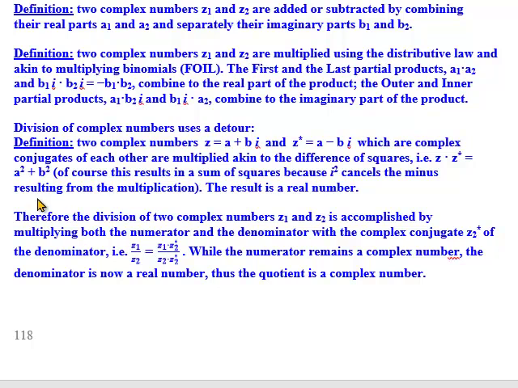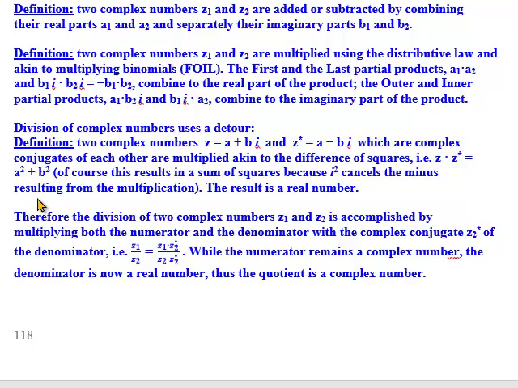So just like it always is, we don't necessarily like to divide by things. Same thing happens with complex numbers. The definition is: two complex numbers z equals a plus bi and z asterisk equals a minus bi, which are complex conjugates of each other. So notice a plus bi versus a minus bi. So they're complex conjugates of each other, are multiplied akin to the difference of squares. So z times its conjugate, z asterisk, equals simply a squared plus b squared.